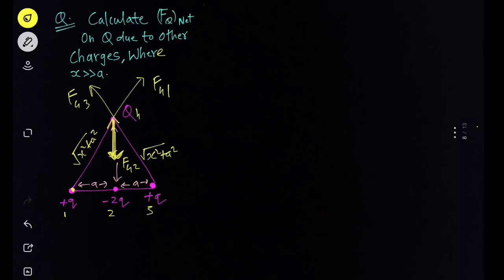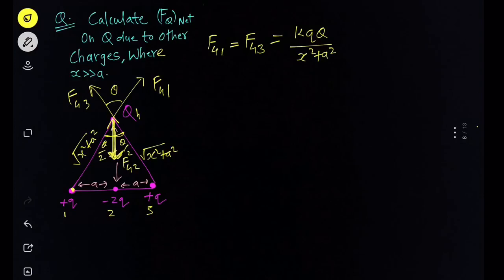Now let's consider this angle is theta between these two forces. If this angle is theta, this angle would also be theta, and we can consider the half angle as theta by 2 and theta by 2. Now we'll write the values of every force. Let's consider F41 equals F43. We know the magnitude will be the same because the charges and the distance between them are the same. So we can write kQq divided by x square plus a square.